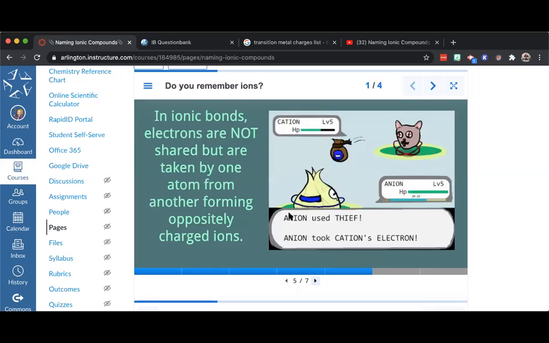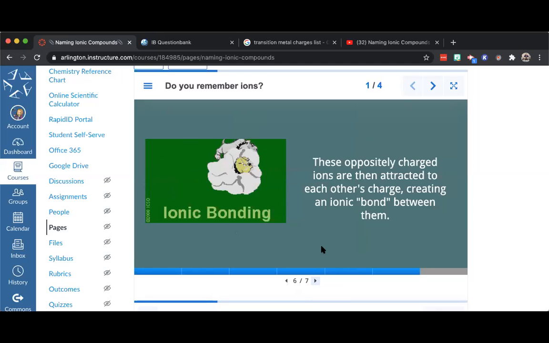And then remember that we are not sharing electrons now, we're transferring. So the metal is giving away an electron or electrons, and the non-metal is taking them. And they form those oppositely charged positive and negative ions, okay? And then the oppositely charged ions are attracted to each other. So once they transfer electrons and you have a positive and negative, they're attracted to each other because opposites attract, and that's what forms the bond for an ionic bond. So they're not sharing electrons, they're transferring, and then the opposite charges attract and hold them together.